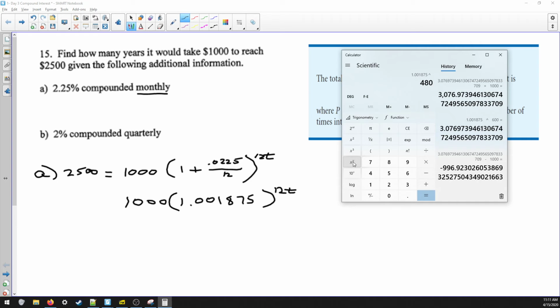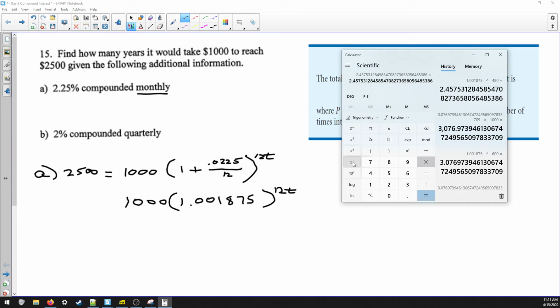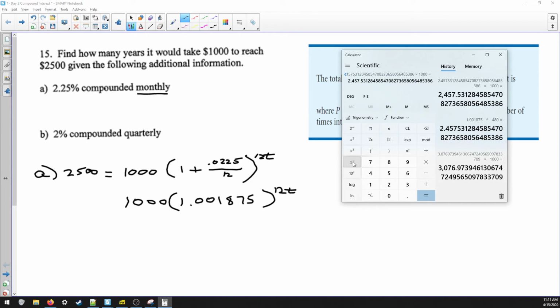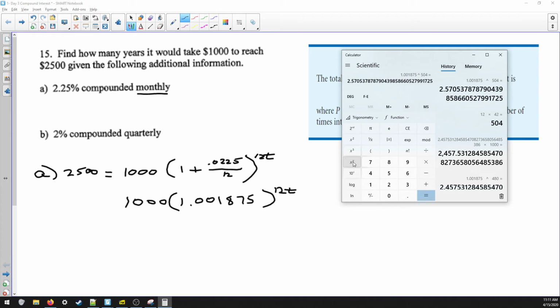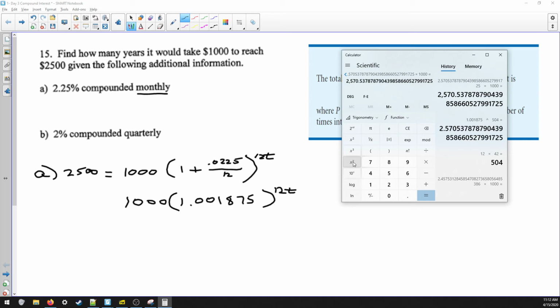Because that's 12 times 40, okay? That's pretty close, times 1,000, okay? That's 2,457, right? So 40 was pretty close. So you can see I'm just kind of guessing and checking my way through this. I think we'll try 42. If I do 12 times 42, that's 504. So if I do 1.001875 to the 504th power, that looks a little bit over, because if I do times 1,000, I get 2,570. So maybe it's just 41 then.